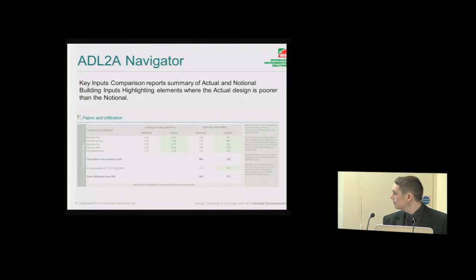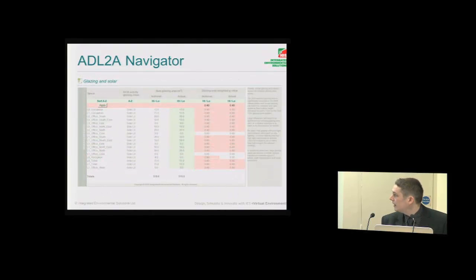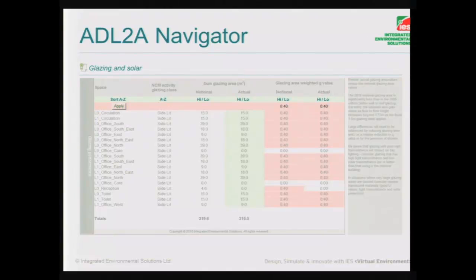Okay. After our fabric, we can look at the amount of glazing within the models to see if we're going to have any issues with perhaps overheating or excessive fabric loss through the glass. So again, it highlights the area of glazing and also properties regarding the G value, if we're going to have much more solar transmittance within our actual building relative to the notional building, and if that's going to result in additional cooling loads.